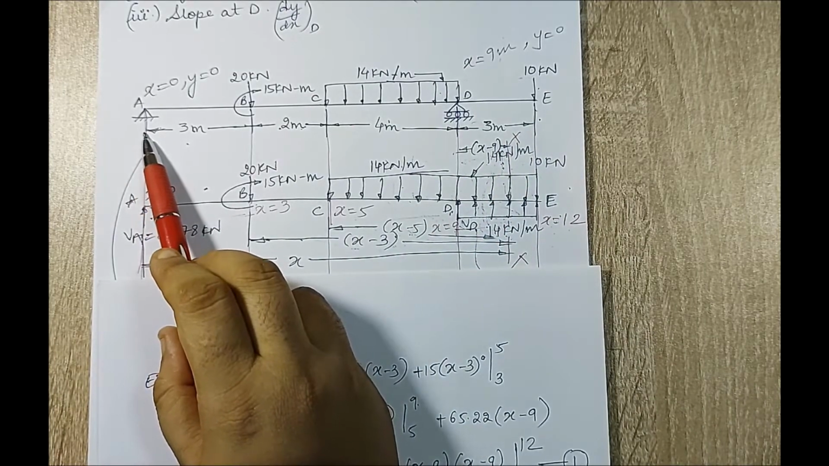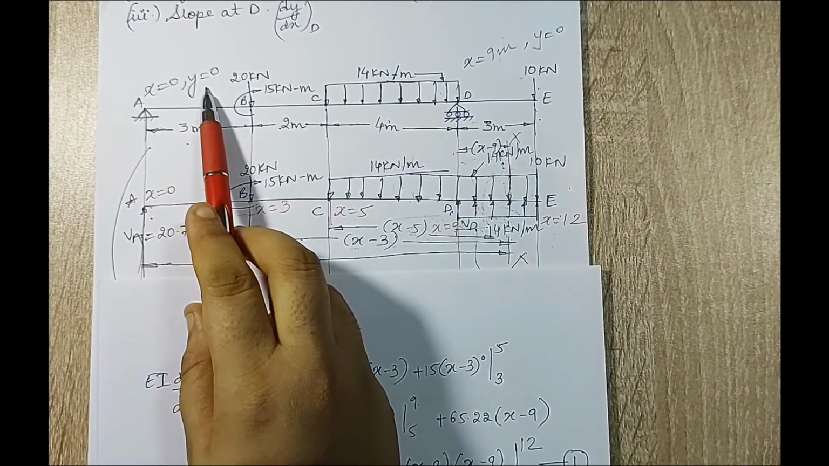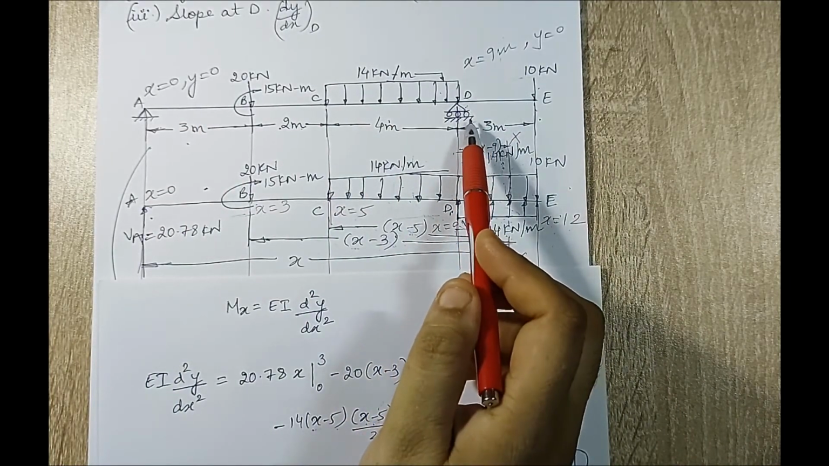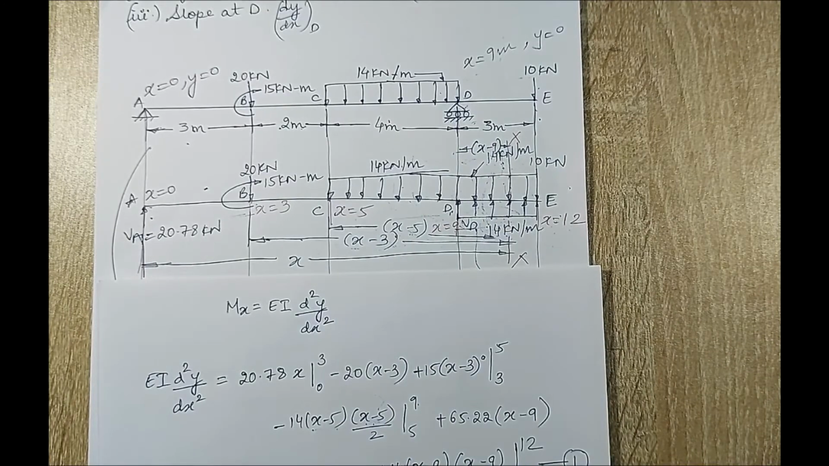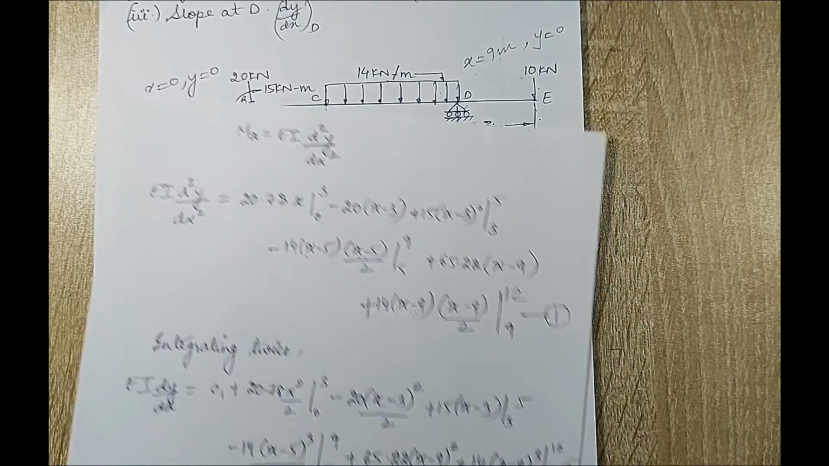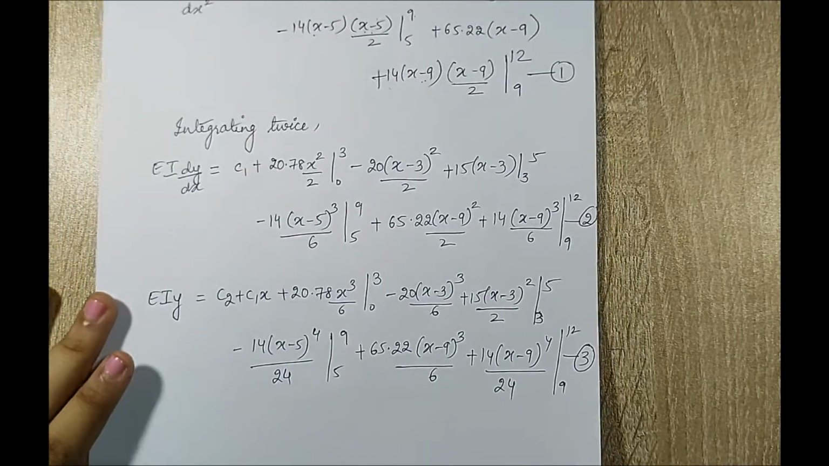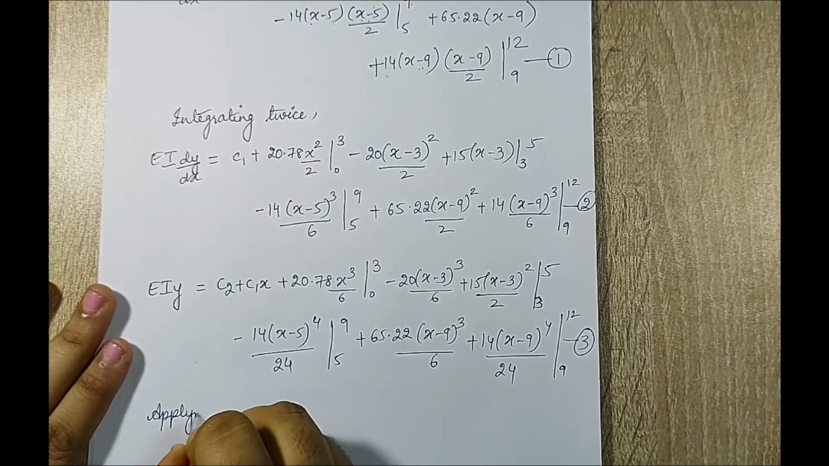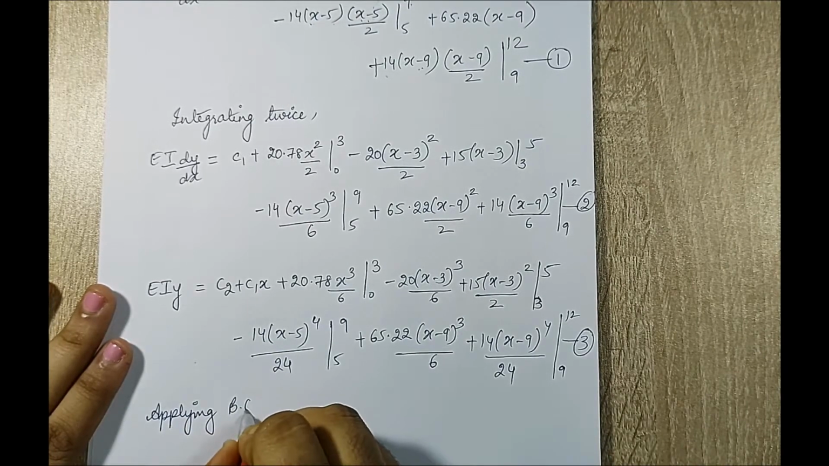Instead, at A I have x equal to 0, y will be 0, and at point D, where my x value is 9 meter, my y will also be 0, because no deflection in the y direction will be allowed at the roller end. So I'll start with the first one. I am applying boundary conditions.